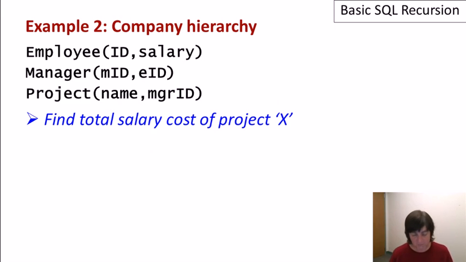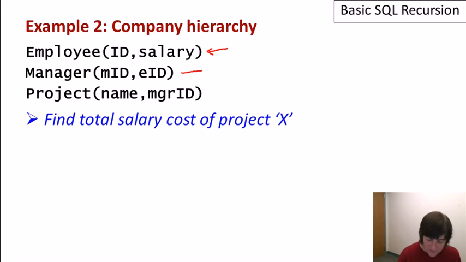Here's our second example, a little more complicated. It involves three relations, and they represent a company hierarchy. We're going to have manager-employee relationships, we're going to have projects, and we're going to have salaries. Our first relation, employee, just gives us the salary of each employee.